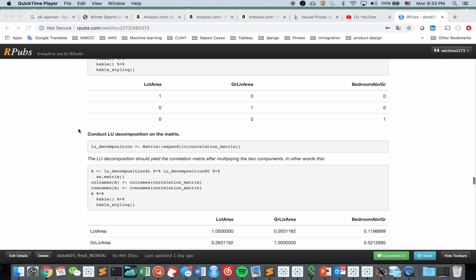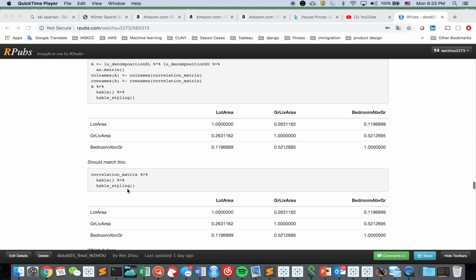Next is conduct an LU decomposition on the matrix. I'm using the LU function here, and I also did a little bit of validation here.